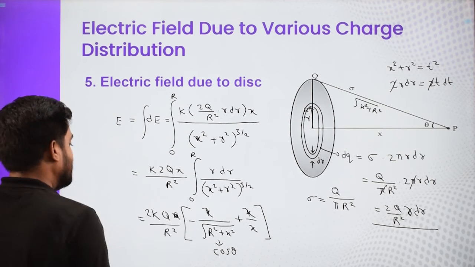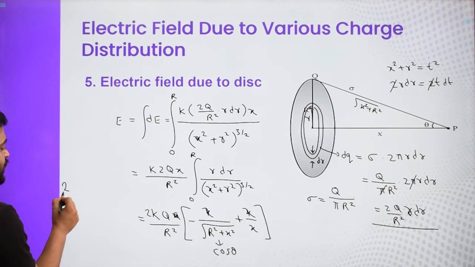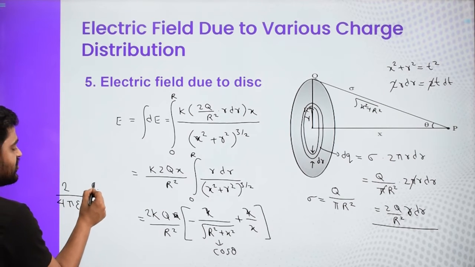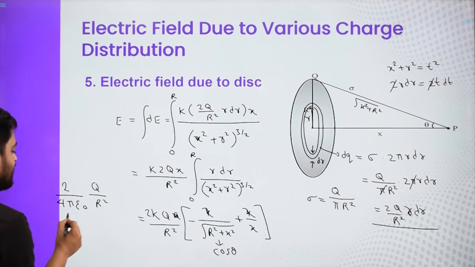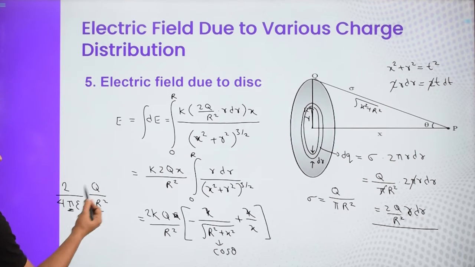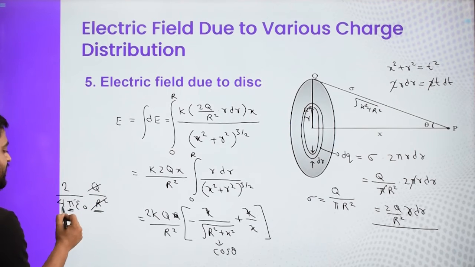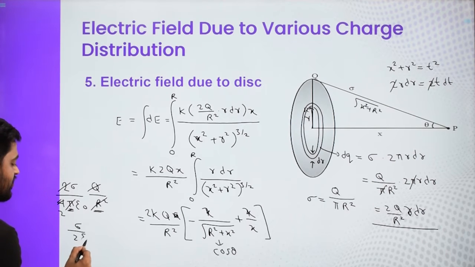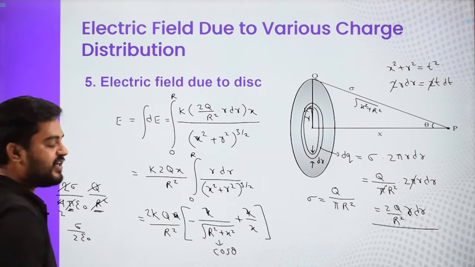And what about this? 2kq by r square. So 2k is 1 upon 4 pi epsilon naught, and the charge divided by r square. So here pi r square is charge upon area, so this thing is sigma. And this 2 gets cancelled. So we get sigma by 2 epsilon naught. So this entire thing is sigma by 2 epsilon naught.